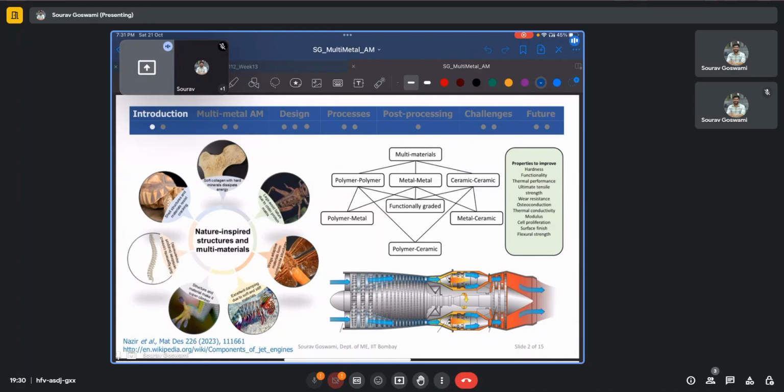And by combining any of these, we will end up with the functionally graded materials. We may also have some bi or dual materials such as metal ceramic, or polymer ceramics. And another industrial need, which is often cited, is, say, in the case of high temperature applications, such as inside the combustion chamber of a gas turbine.